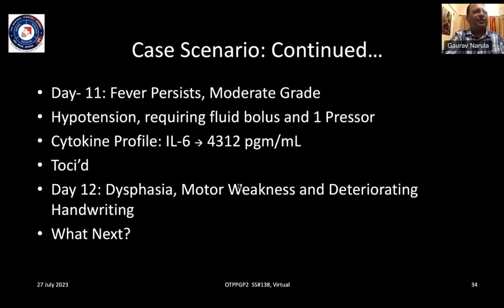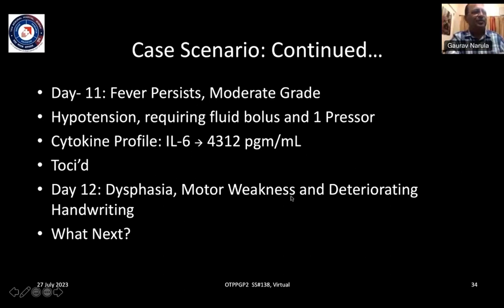Now on day 11, the patient's fever persists, and now this patient has hypotension requiring a fluid bolus. So going by our grading, this is now clearly grade 2, isn't it? And one pressor was required, and then we do the cytokine profile. IL-6 stat in the lab is now 4,300 picograms per ml. So is this normal or high? This is very high. This is what can happen in CRS. You can see sky high values. So now we don't have that clinician dilemma at all.